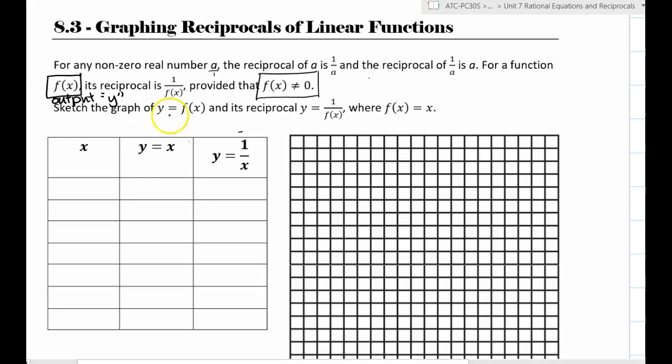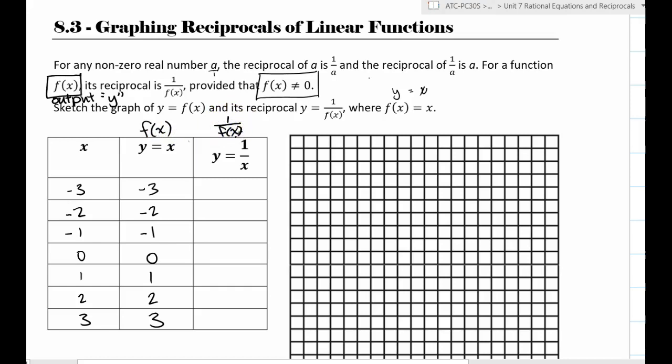So we're going to work through this first one together just to kind of wrap our heads around it. We're going to graph f of x and its reciprocal, assuming that f of x is equal to x. Or we can think of it as y equals x, which is what we see in our table here. So if we choose some values for x, like -3, -2, -1, 0, 1, 2, 3, then when we plug it in, well, y is equal to x, so it's the same thing. So that makes this column really easy to fill in as well. Now, when we go to fill in the reciprocal, so again, this is f of x. This is our reciprocal of f of x.